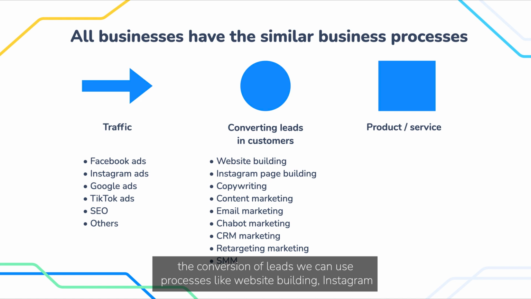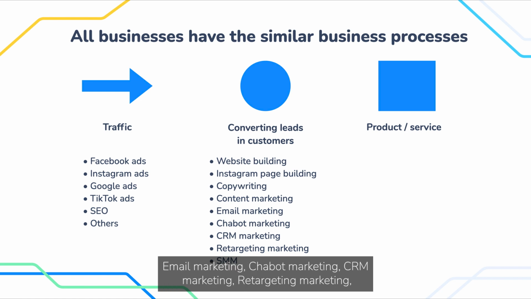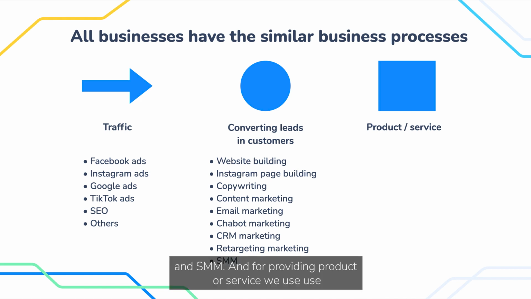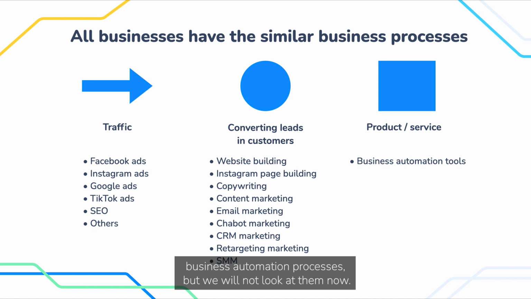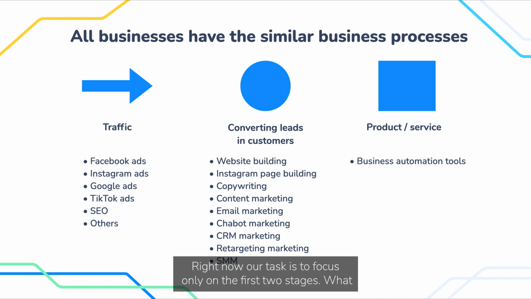For the conversion of leads, we use processes like website building, Instagram page building, landing page building, copywriting, content marketing, email marketing, chatbot marketing, CRM marketing, retargeting marketing, and SMM. And for providing the product or service, we use business automation processes, but we will not look at them now. Right now, our task is to focus only on the first two stages.